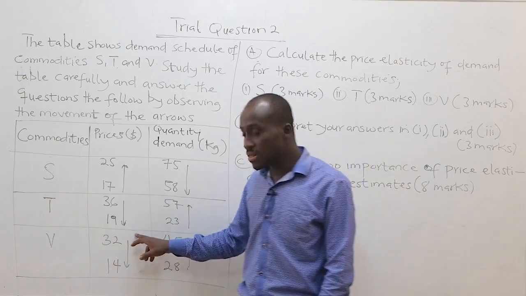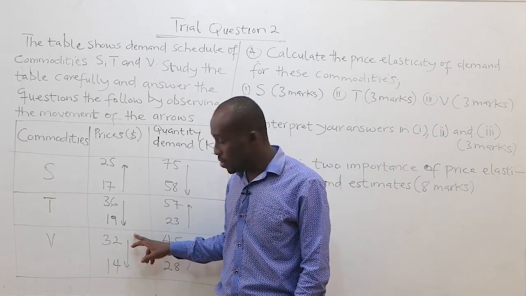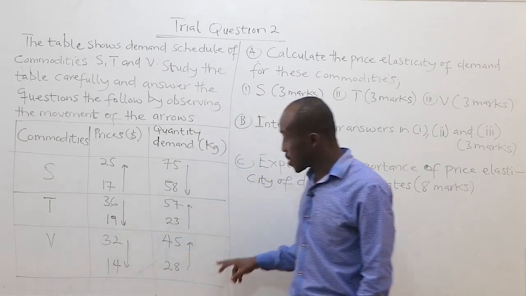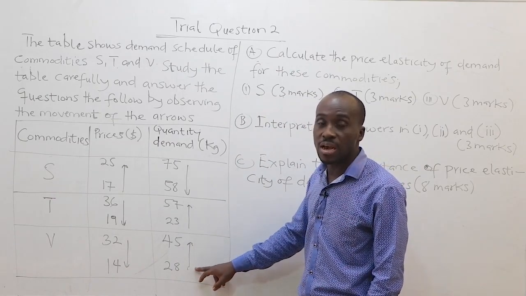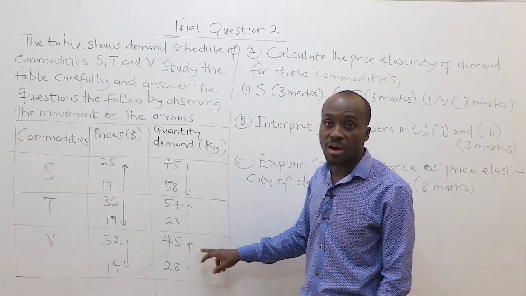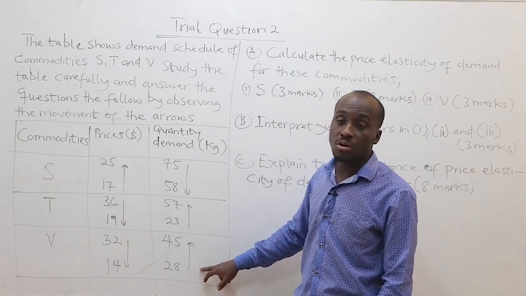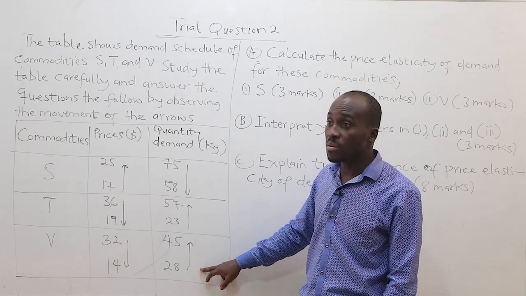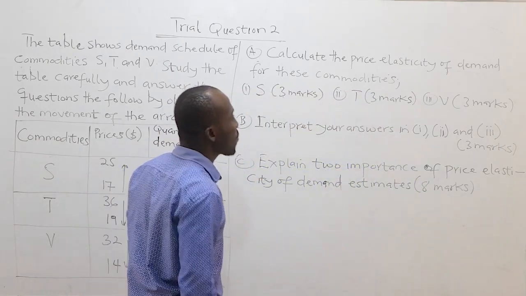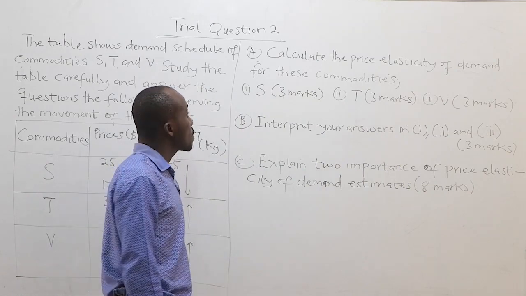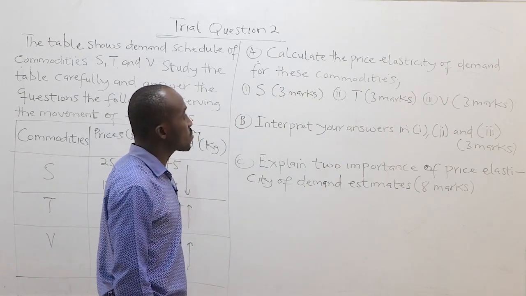The price decreased from $32 to $14, and the quantity demanded increased from 28 kilograms to 45 kilograms. A, calculate the price elasticity of demand of these commodities. Calculate the price elasticity of demand for these commodities.